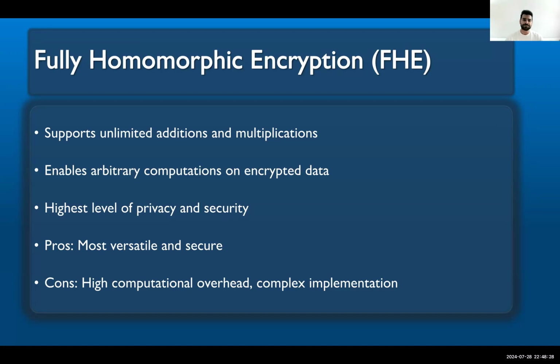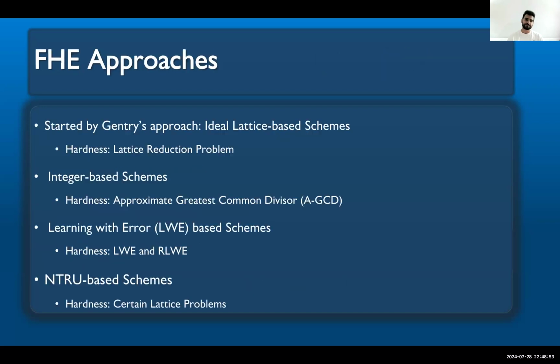an encrypted message. We can do any computation on the data, and it is obvious that it would be a very complex mathematical computation, and it would demand a very high computational overhead. But it's very powerful and very secure. And there are 4 approaches based on 4 different types of hardness.